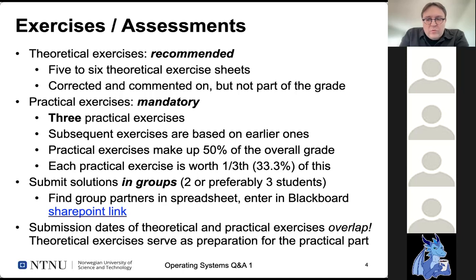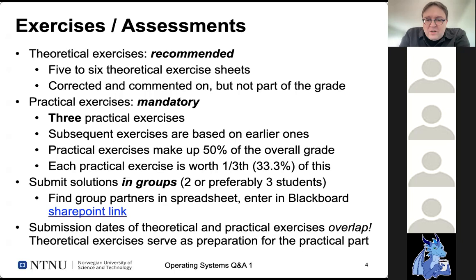To help you reduce your workload and to help us reduce our workload a bit, we would like you to submit solutions in groups of 2 or preferably 3 students. Our TA, Espen, has prepared a spreadsheet. So please use this SharePoint link. You can download the PDF from the website and fill in group partners there. Thank you. Exactly. And then please do this until the end of the week.